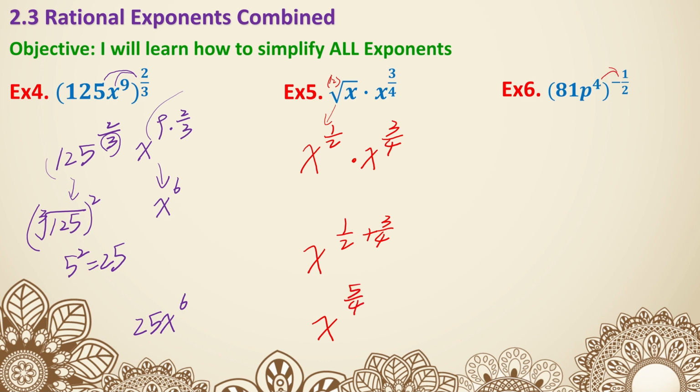Example 6, distribute the power first. 81 to the negative 1/2 power, and then p to the 4 times negative 1/2 power.